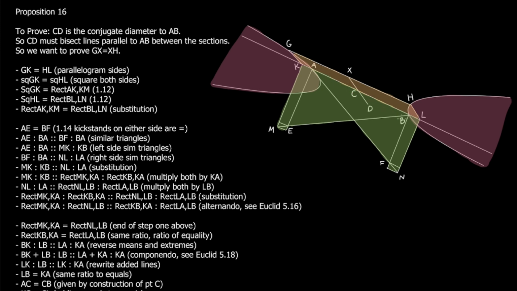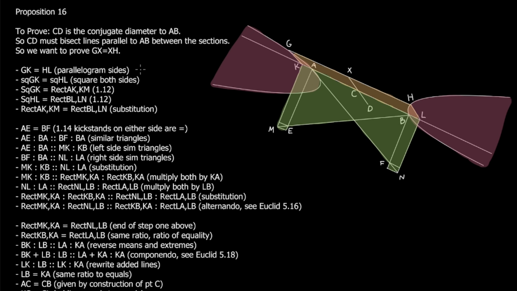So in this case, we've started with diameter AB, and we've drawn a line XD through C, where C bisects AB, and XD is drawn ordinate-wise. And we want to prove that XD is the conjugate diameter to AB, so what we need to do to prove that is to drop a line GH, which is parallel to AB, and prove that GH is drawn ordinate-wise to XD. And to be drawn ordinate-wise, it needs to be bisected at the point X, so that GX is equal to XH. So basically, if we prove that GX is equal to XH, then we'll prove that XD is a conjugate diameter to AB.